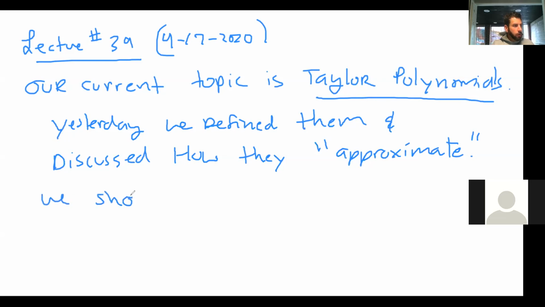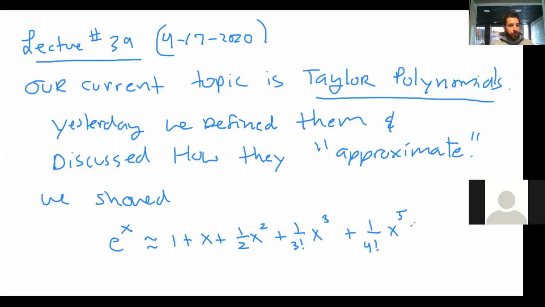So we did two important examples. We showed that e to the x can be approximated by a polynomial that looks like this: 1 plus x plus 1/2 x squared plus 1 over 3 factorial x cubed plus 1 over 4 factorial x to the 5th. And of course, this pattern can go out to any place your little heart wants to stop. Or maybe you have a big heart, I don't know.